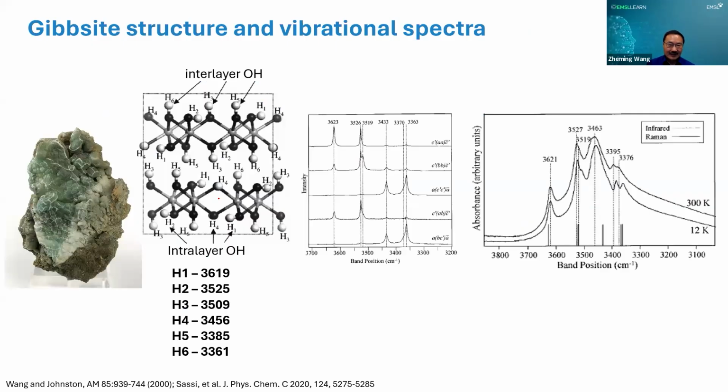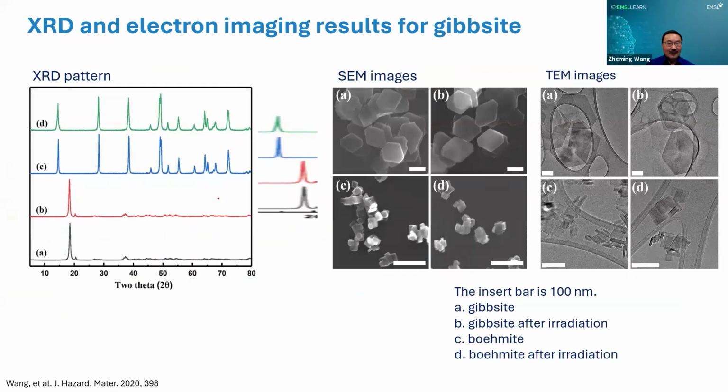Over here, I show that gibbsite has really beautiful vibrational signatures. In gibbsite, it has 6 different kinds of OH groups, 3 of them at the interlayer, 3 of them at the intralayer, and each has distinct vibrational stretch frequencies. However, 2 pairs of those frequencies are so close. So in a typical study, we only see 4 peaks. That's exactly what we see here.